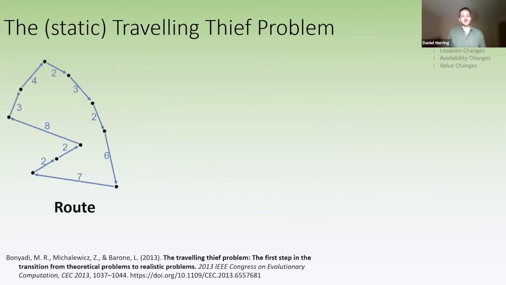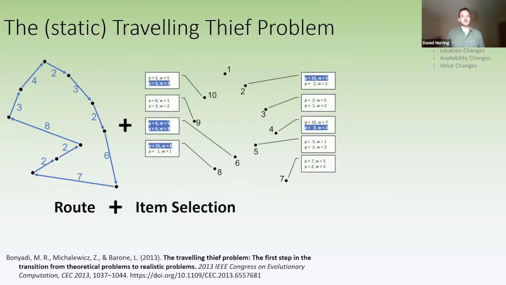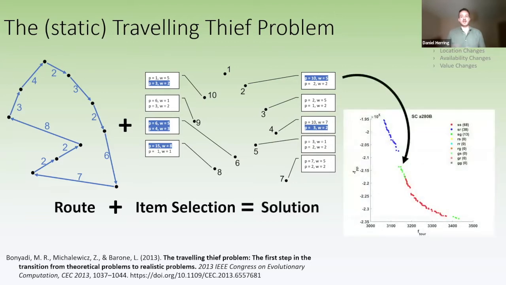So the traveling thief problem was initially defined in 2013 by Bonyadi et al. and has been extensively investigated by the optimization group in Adelaide, who I'm sure many of you are familiar with. It is a well-designed problem that combines the well-known traveling salesperson problem with a knapsack problem. The thief must complete a tour of all the cities, but may also collect items along the route that have a value and a weight associated with them. The bi-objective version of the problem has the time taken to complete the tour and the profit of the collected items as the competing objective functions.